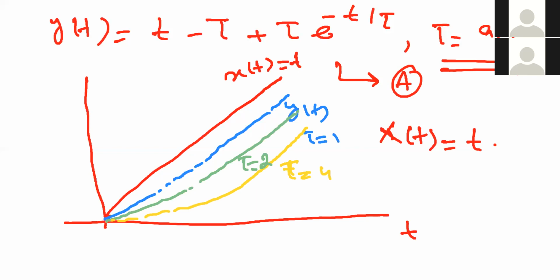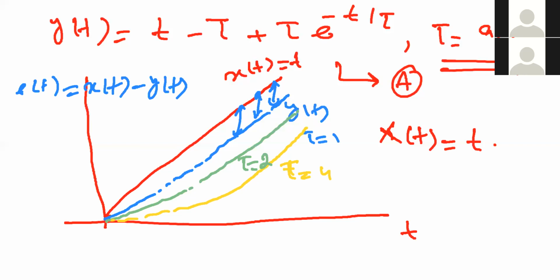Now, what is the error function? The error signal is actually the difference between the input ramp function and the output ramp function. So see that over here, let me use the blue lines. This is the error function. The error function e of t is equal to x of t minus y of t.